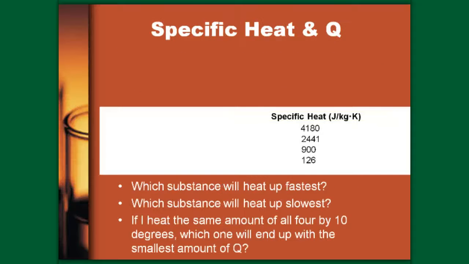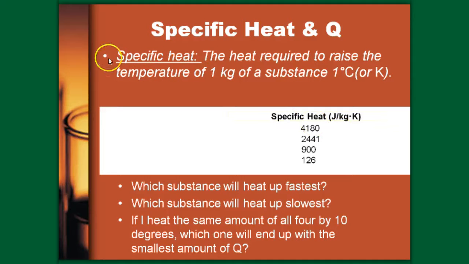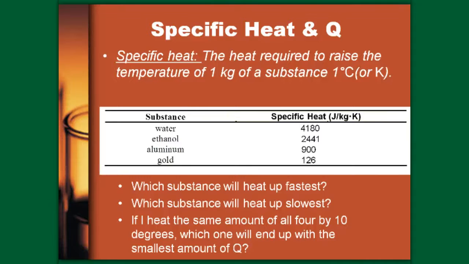And now specific heat. You need to know, it's very important, that specific heat is the amount of heat required to raise the temperature of 1 kilogram of any substance 1 degree Celsius or Kelvin. So I take 1 kilogram of any substance and I want to raise it 1 degree Celsius or Kelvin. And depending on the substance, that task is going to take a different amount of heat. And if we look at this table of substances here, we have water, ethanol, aluminum, and gold, and their specific heats. And if I ask you this question, which substance will heat up the fastest? Think about that for a minute and choose your answer.